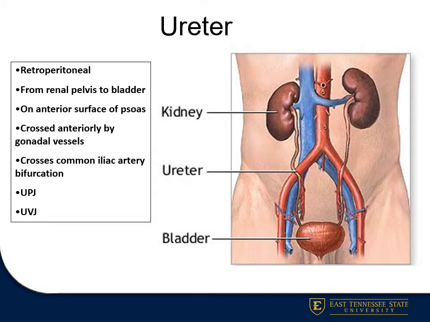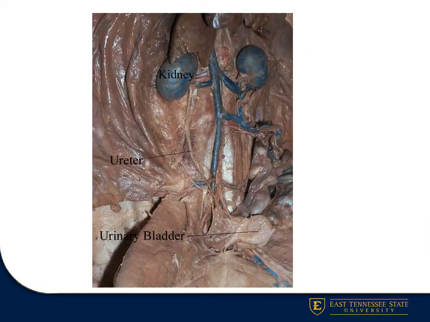There are bends here. Oftentimes, kidney stones or renal stones frequently get lodged here, and it's a common place to see stones on imaging at the UPJ or at the UVJ. And here we just see an image with the kidney labeled and the ureter labeled, and you can see the ureter descending down on the psoas muscle and crossing down and then inserting into the bladder.